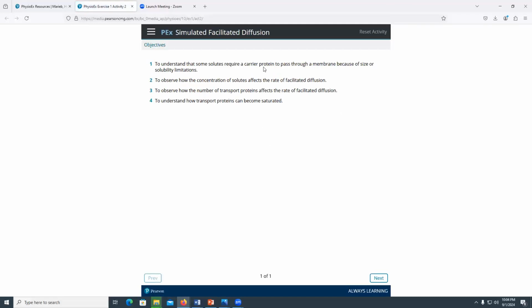It's very important to review the objectives because that helps us keep in mind what to look for in the experiment. Our objectives are to understand that some solutes require a transporter, a carrier protein, in order to pass through the membrane because of the size, the solubility limitations, or the charge.